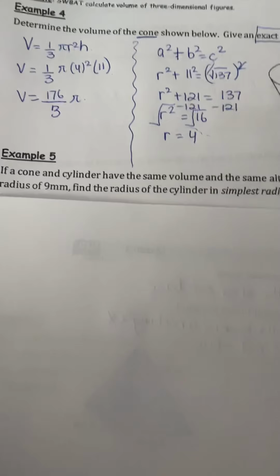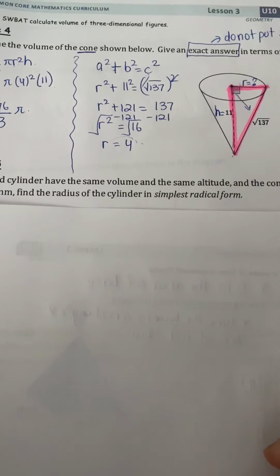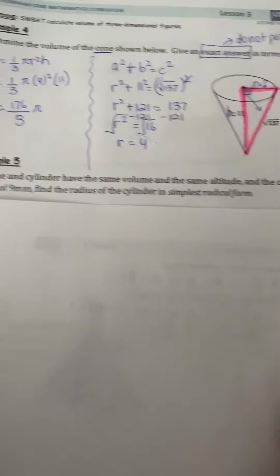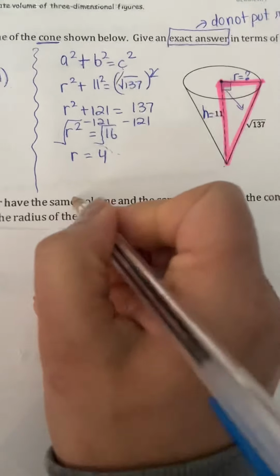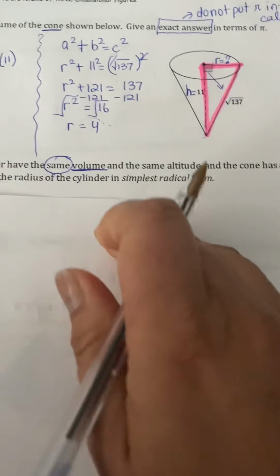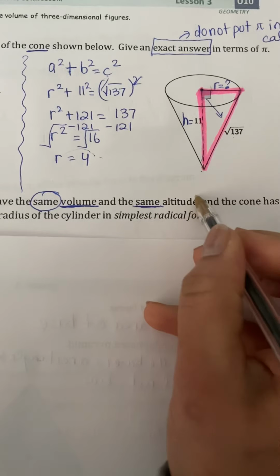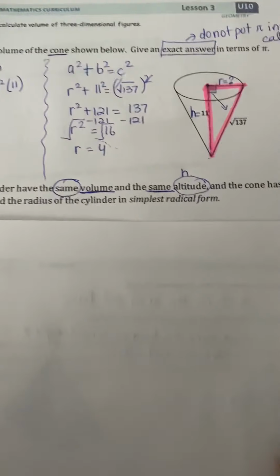Okay? So now we have 2 more questions, and let's get started. It says, if a cone and a cylinder have the same volume and the same altitude. Same volume, key words. Same volume. And the same altitude. Altitude is what? Height. Same h. And the cone has a radius of 9 millimeters. Find the radius of the cylinder in the simplest radical form.